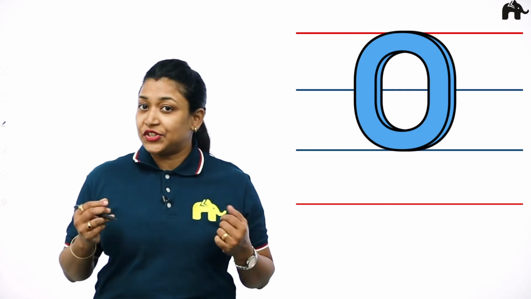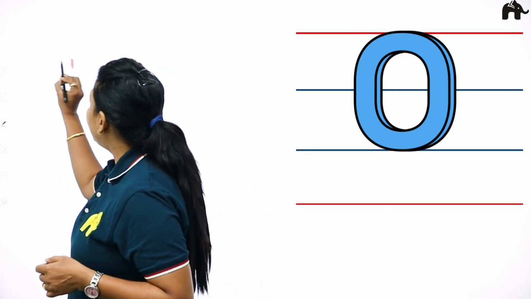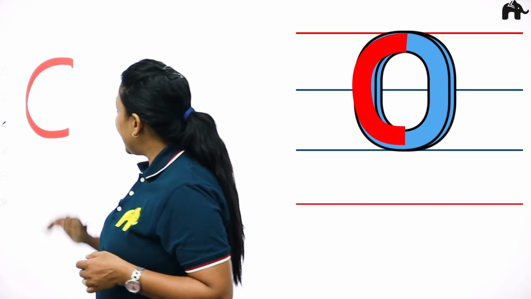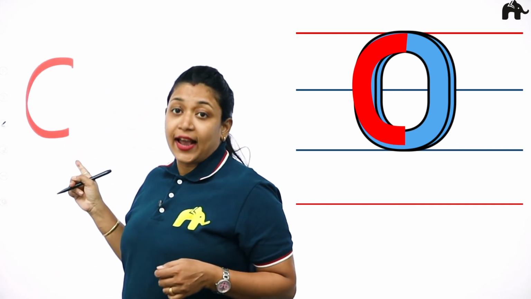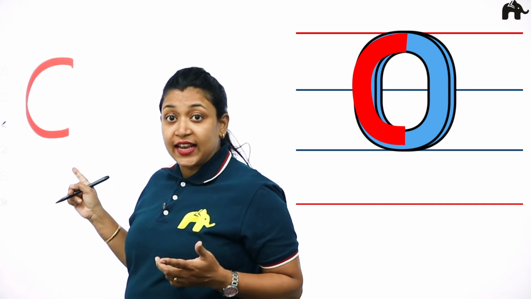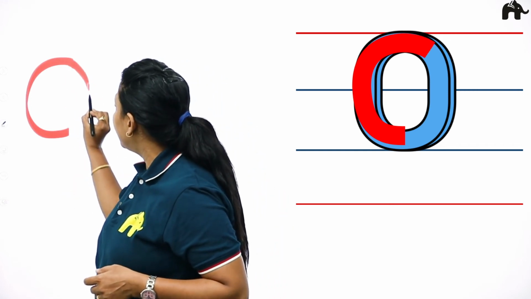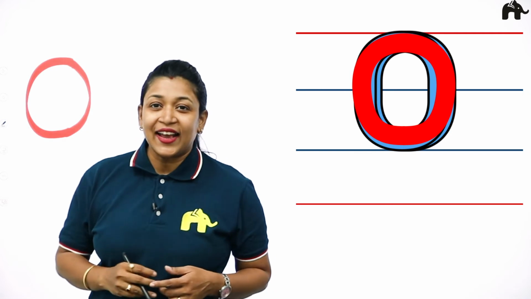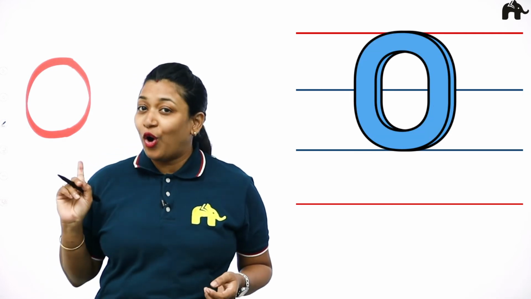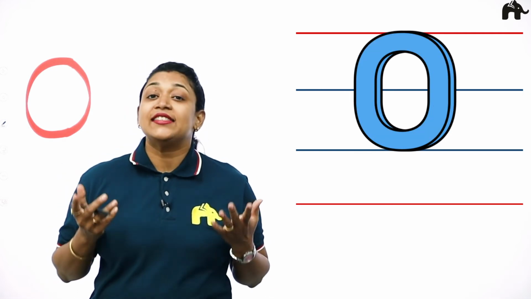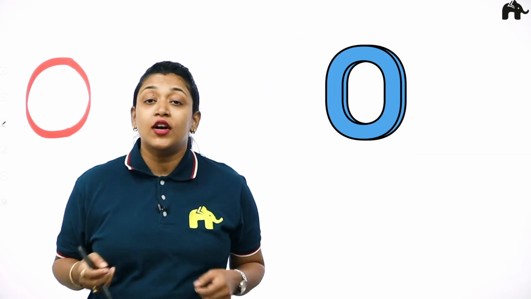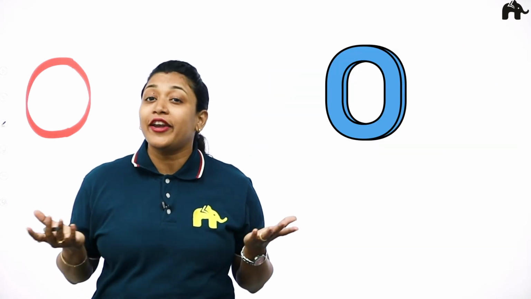Now, come to our next letter. That is the alphabet O. So, let's write. Draw a curve line. Yes, this looks like letter C. Now what we will do? We will join it together. To kya ban gaya ye? The alphabet O. Yes. And the sound is O. The sound is O. O for orange.